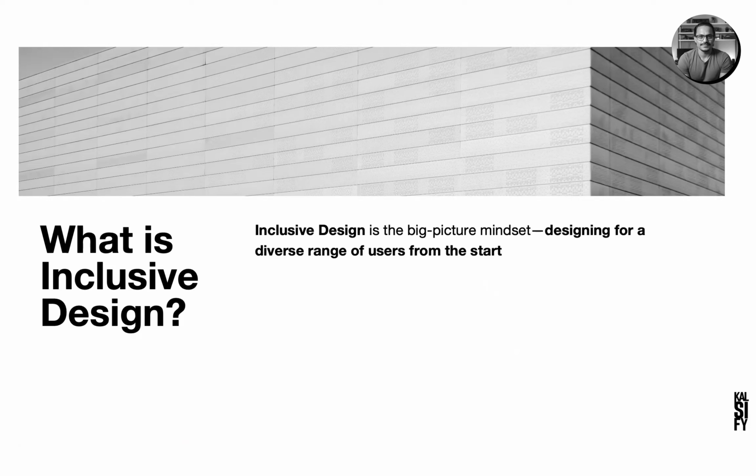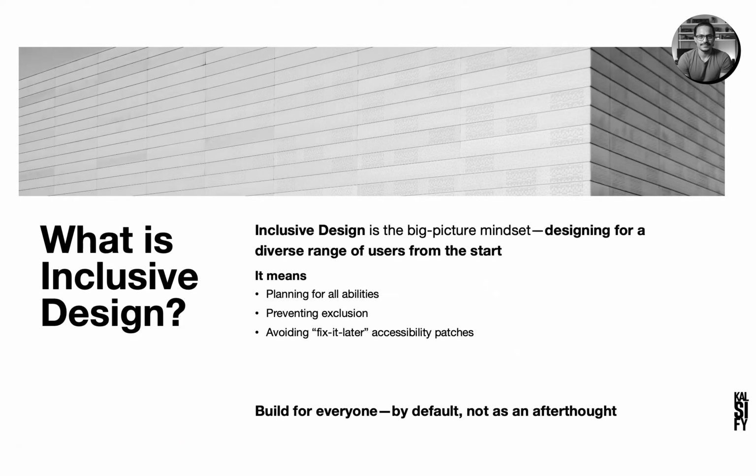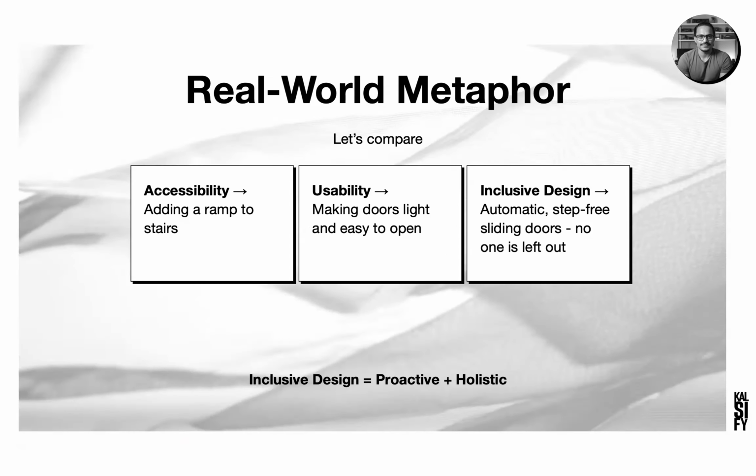This is the most proactive approach because it means designing for a wide range of users from the very beginning, rather than fixing accessibility issues later. So instead of going, oops, we forgot to make this accessible, let's patch it for blind users, we shift our mindset and say, hey, how can we design this so both sighted and visually impaired users can use it naturally from day one? It's not about adding features for special cases, it's about building a product that works for everyone by default. Let's take a real world example.